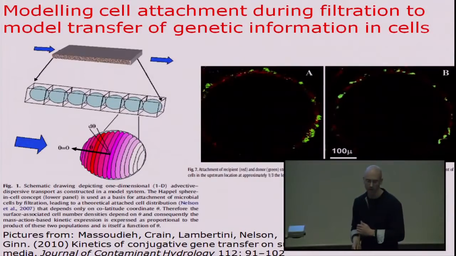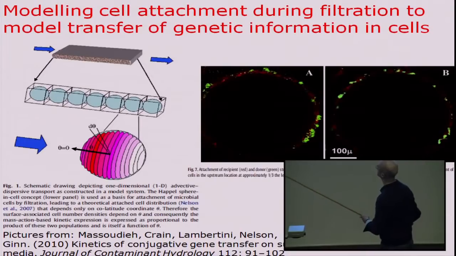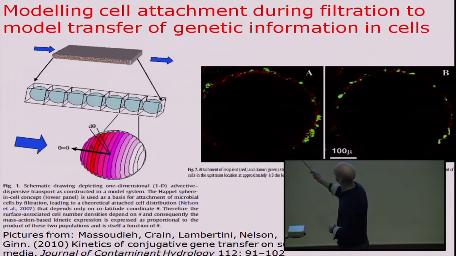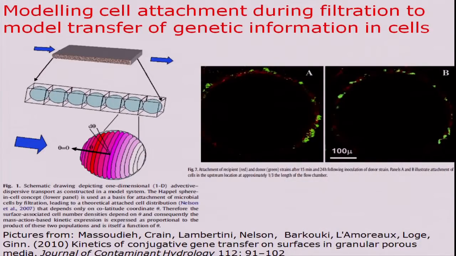Another example which I came up with was this one here. It's a model about cell attachment, and they're looking at the way that genes get transferred in the environment by cells. And you can go into this paper and have a look. It's quite a recent one from 2010. And they have developed a model here.